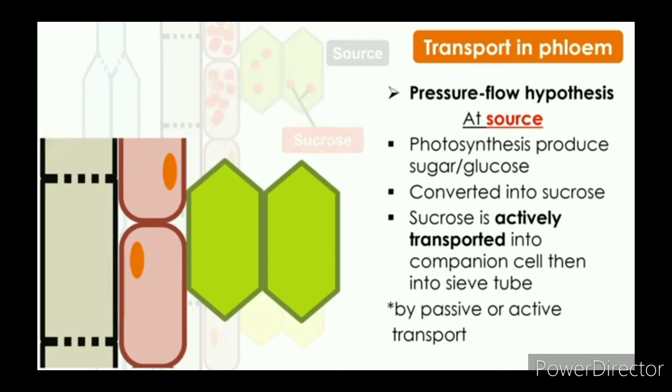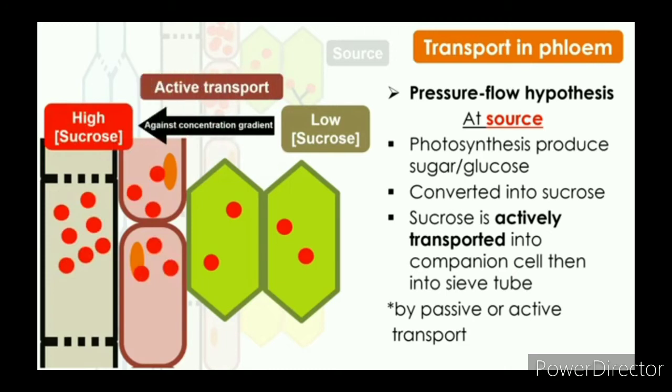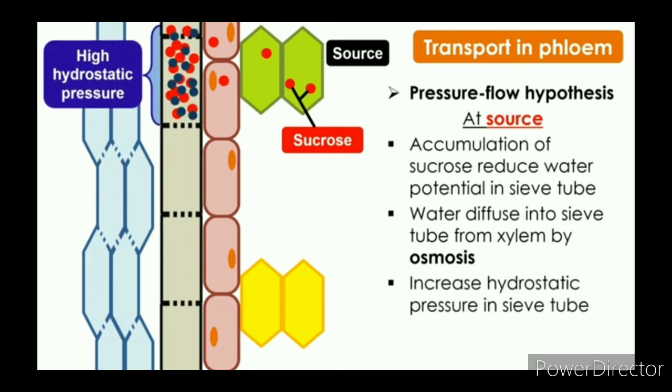However, if the source cell has a lower concentration of sucrose compared to the companion cell and the sieve tube, movement of sucrose will be by active transport. Next, accumulation of sucrose inside the sieve tube will reduce the water potential of the sieve tube and cause water to move from the xylem into the sieve tube down the water potential gradient. This causes an increase in hydrostatic pressure inside the sieve tube.